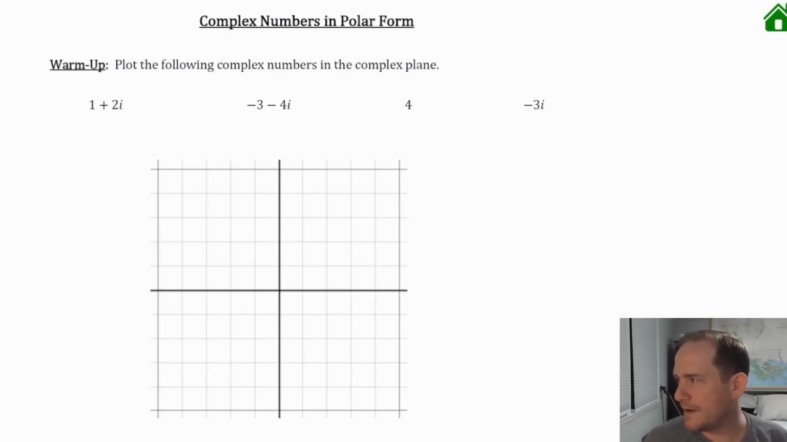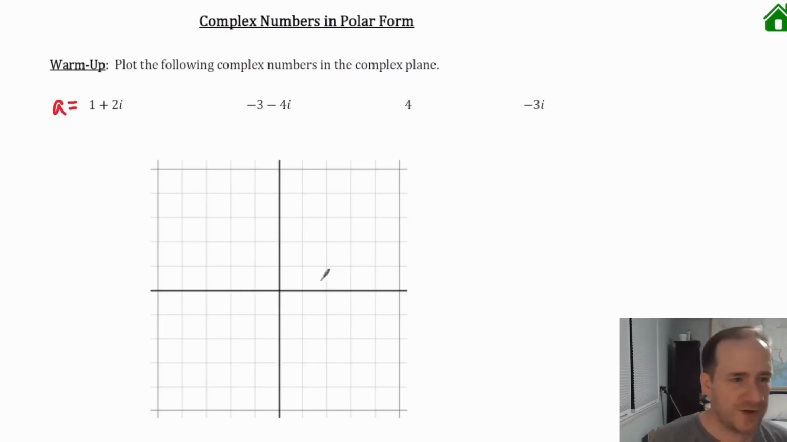Okay, fine, I'll talk. Oh, I'm doing something. Alright, so what we're talking about is just plotting complex numbers in the plane. And if you had that number 1 plus 2i, then it has a real part. The real part is 1, and it has an imaginary part. The imaginary part is 2.